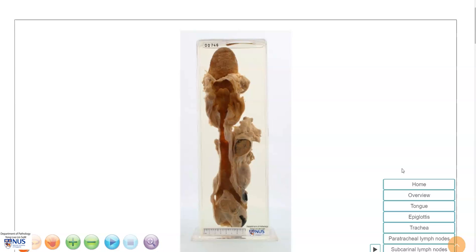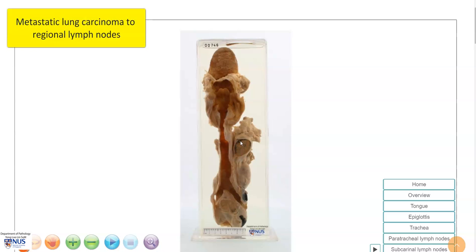Hello, this is a virtual pathology specimen of the upper aerodigestive tract, and the diagnosis is metastatic lung carcinoma to the regional lymph nodes of the lung.